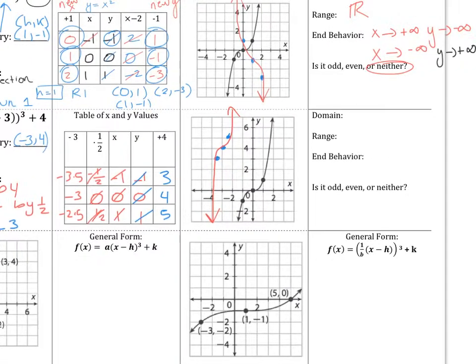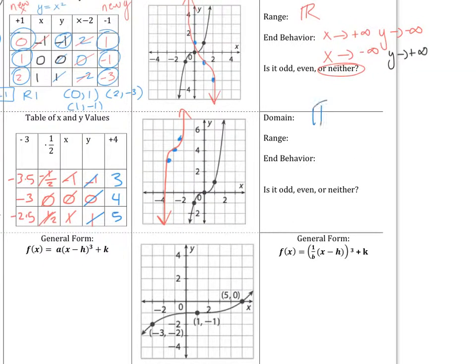Now the domain, just like before, it's all real numbers, and the range is all real numbers. The end behavior, let's see what happens on the right as x tends to infinity. So on the right it's going up, so y goes to plus infinity. As x tends to negative infinity, let's look at the left of the graph, it's going down, so y goes to negative infinity. Is it odd, even, or neither? The point of symmetry is not the origin, so it cannot be odd. It's not reflective about the y-axis, so it's not even, so it's neither.